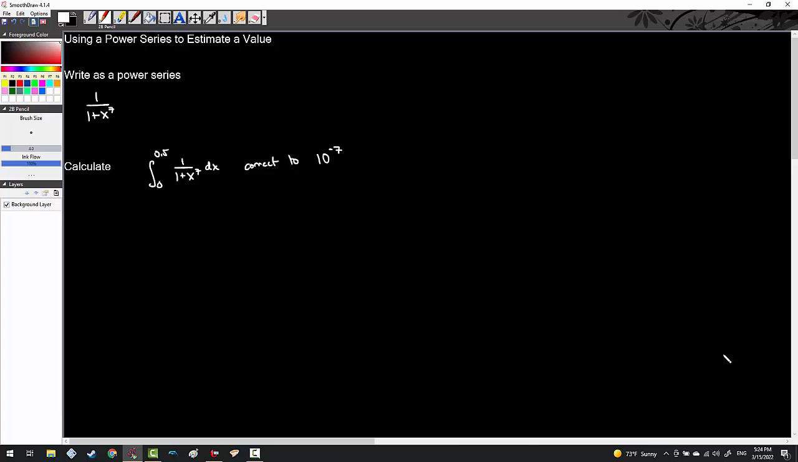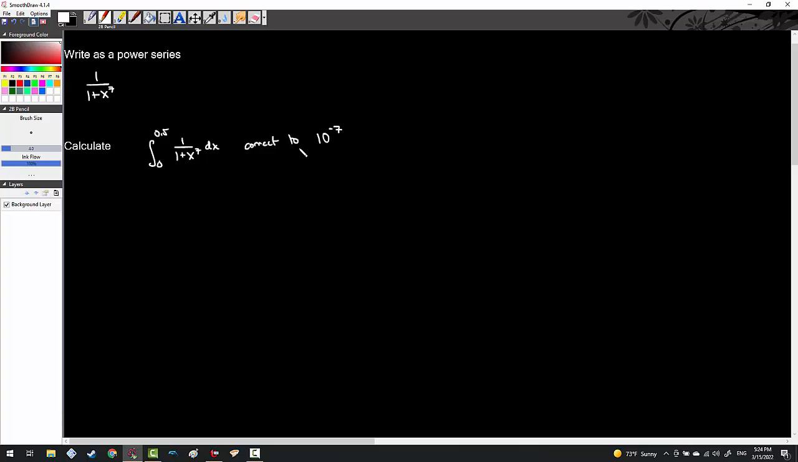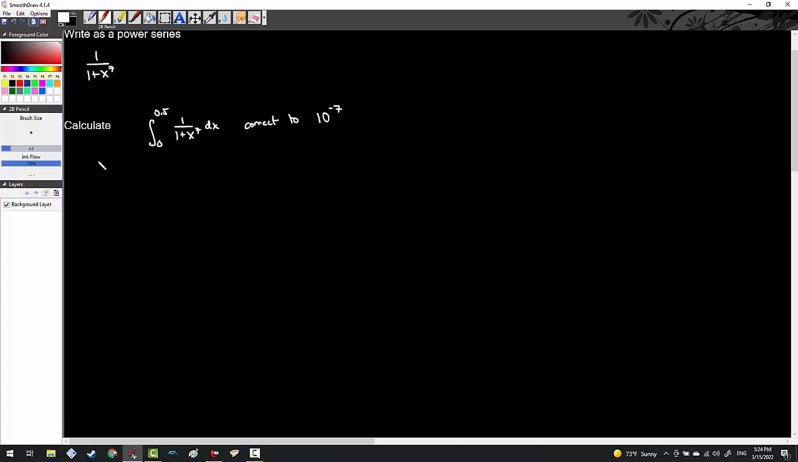In this last example, we are going to write 1 over 1 plus x to the 7th as a power series. And afterwards, we're going to integrate this 1 over 1 plus x to the 7th from 0 to 0.5 correct to 10 to the -7th. This is going to involve quite a bit. So the first thing I'm going to do is handle part A, which is writing this as a power series.